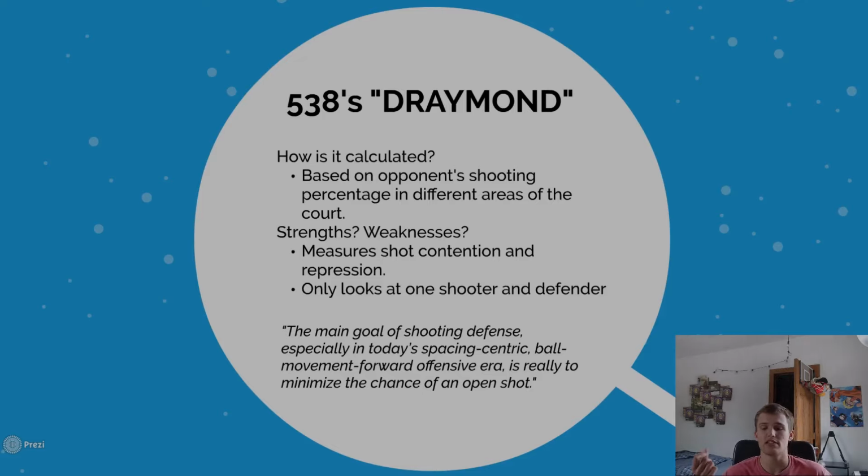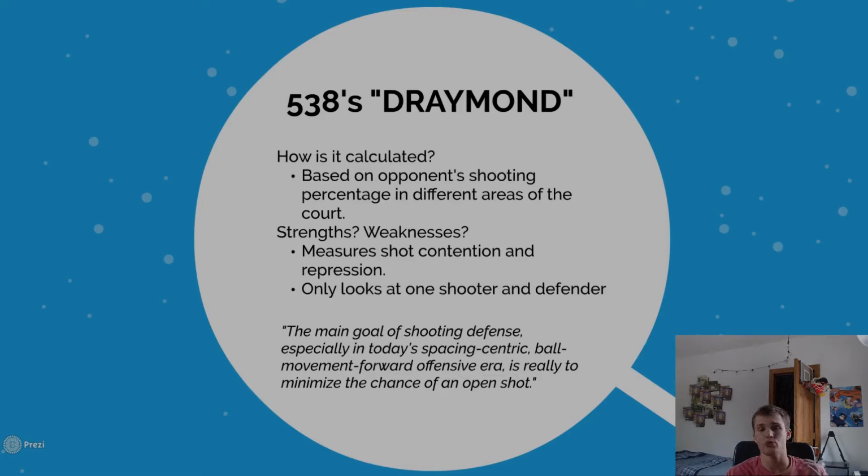But a weakness is that it still only looks at one shooter and one defender's particular percentages. So it doesn't really take into account the particular spacing on the floor, or whether or not it was late in the shot clock. And another thing that the Draymond metric does not do is take into account possessions that end in a personal foul.